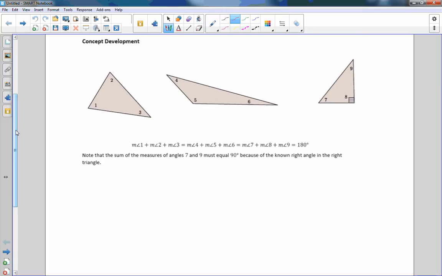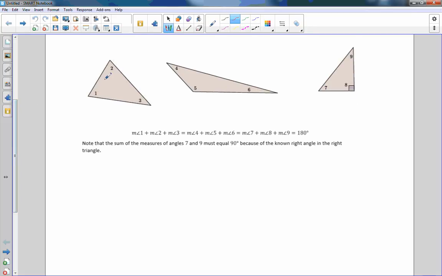So, concept development, we have three triangles here. Angle 1, angle 2, and angle 3 in this triangle are all less than 90 degrees, so this is an acute triangle. Angle 5 here is greater than 90 degrees, so therefore this is an obtuse triangle. And angle 8 is 90 degrees, so this is a right triangle, because this is a right angle.